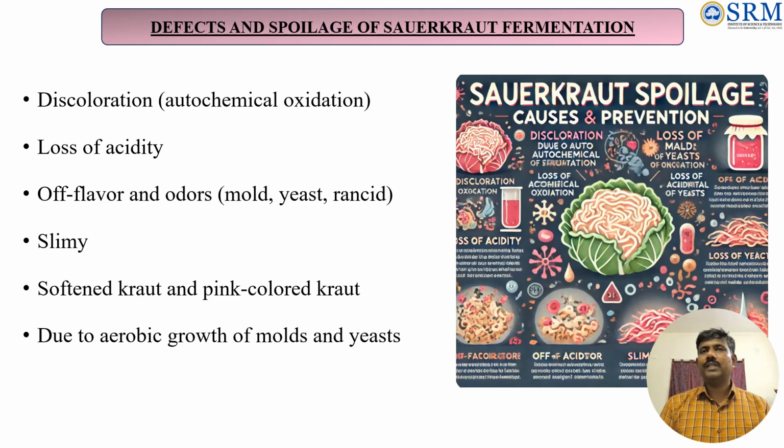Defects and spoilage of sauerkraut fermentation are discoloration due to autochemical oxidation, loss of acidity, off flavor and odor formation due to the growth of molds and yeast, rancidity, slimy formation on the surface of the sauerkraut, and softening. Pink colored kraut is formed due to the aerobic growth of molds and yeast.